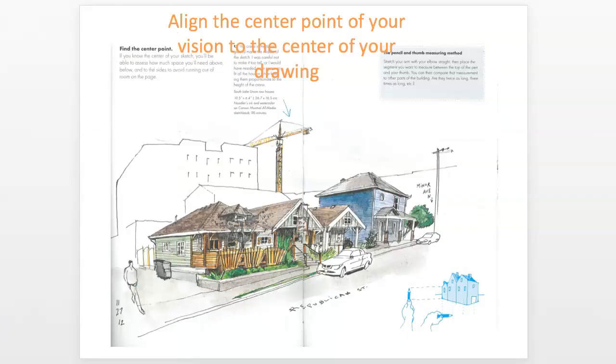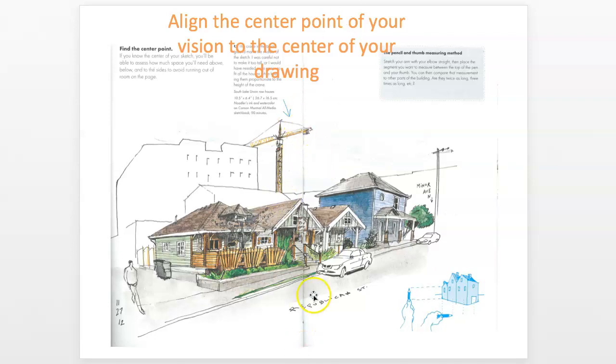Okay? You're going to want to align the center point of your vision, so your head, to the center of your drawing. That means whatever you're drawing, you're going to have to sit directly in front of it, with your head facing right at it. I recommend keeping your body loose and your head sitting exactly like you would like it to automatically and naturally sit, and making that the center point of your drawing.